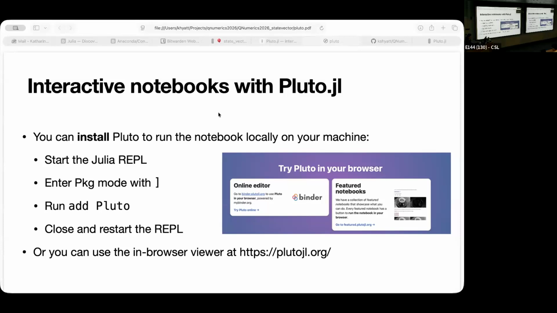Also, if you're having trouble with any of the steps, please put up your hand and somebody who has used Pluto can probably help you. Do it on my VS Code terminal, that's okay. Yeah, that's also fine.